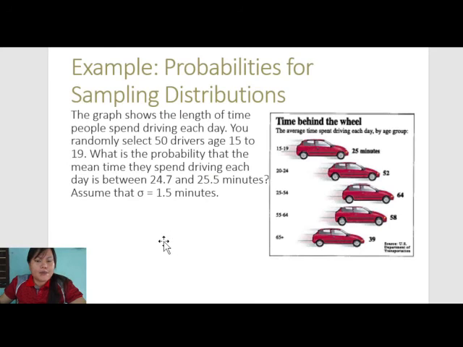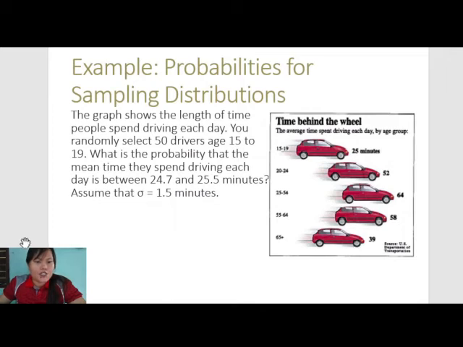So we have here a sample problem related to cars. The graph shows the length of time people spend driving every day. You randomly select 50 drivers, ages 15 to 19. So that's 25 minutes. What is the probability that the mean time they spend driving each day is between 24.7 and 25.5 minutes, assuming a standard deviation of 1.5 minutes.